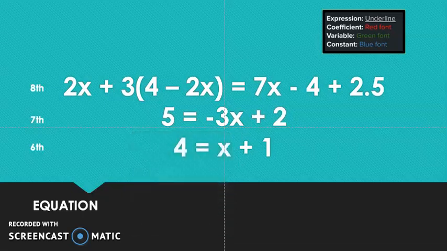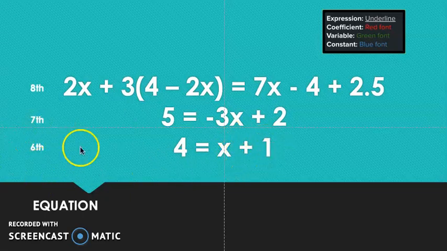Okay, so today we're talking about equations, and if you notice up here in the top right-hand corner, there's some important information that you need to highlight or underline. First of all, I want to show you that in 6th grade you actually worked on equations.